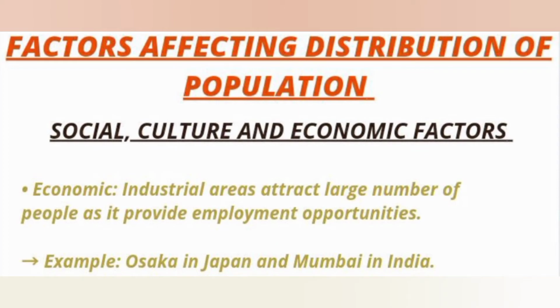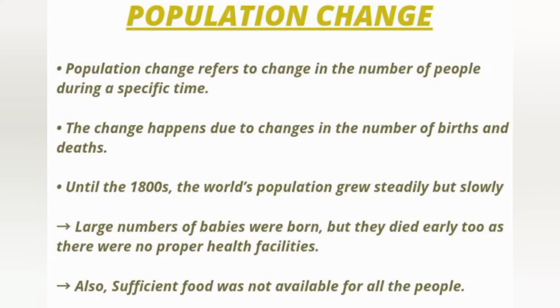Now we will discuss population change. Population change refers to change in the number of people during a specific time. This change happens due to change in number of births and deaths. Until the 1800s, the world's population grew steadily but slowly. A large number of babies were born, but they died early too as there were no proper health facilities. Also, sufficient food was not available for all the people.